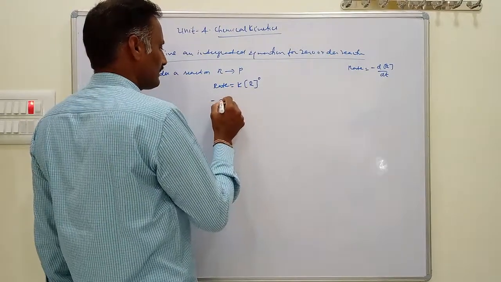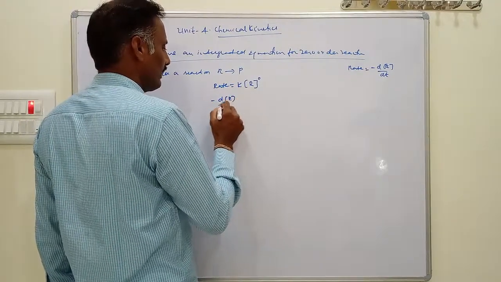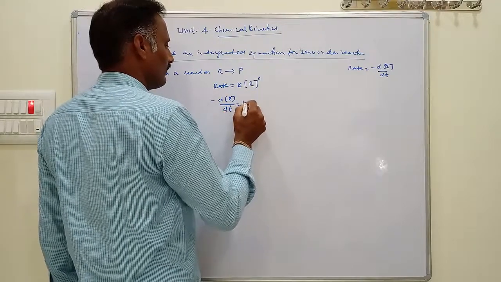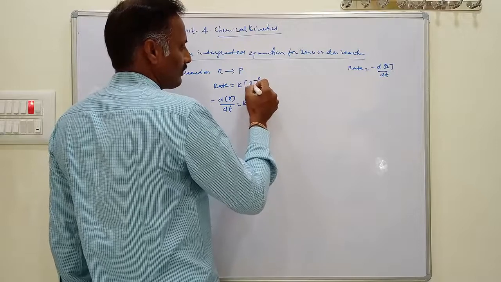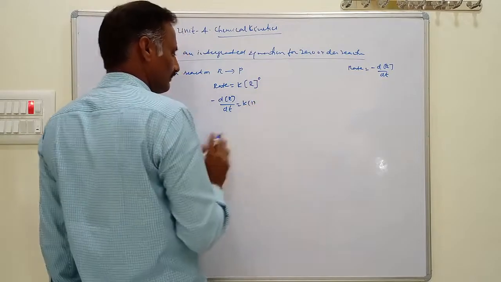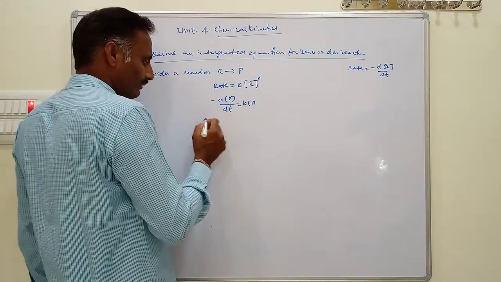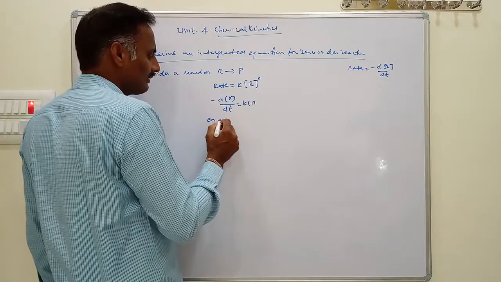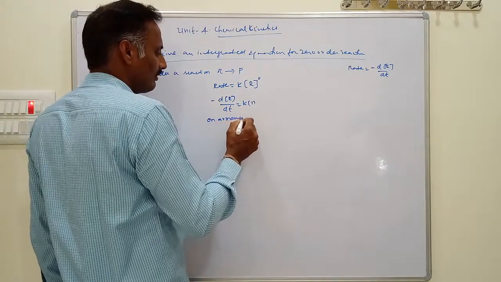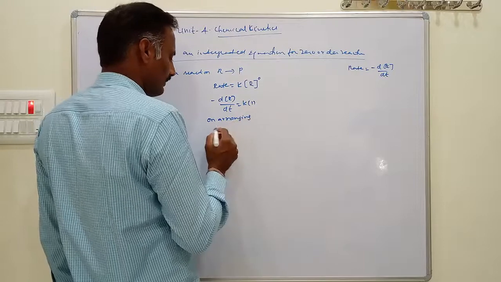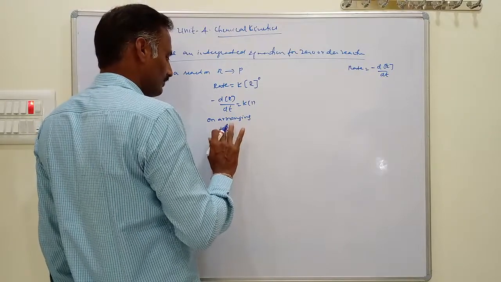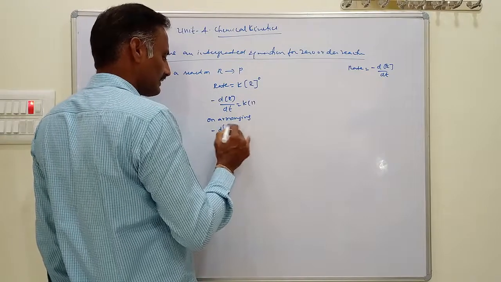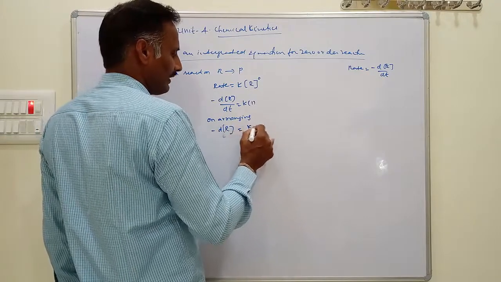Here this is minus d[R]/dt equal to k, and any power 0 equals what? Any power 0 equals 1. Then on arranging, it becomes minus d[R] equal to k into dt, where the square bracket indicates the concentration of reactants.